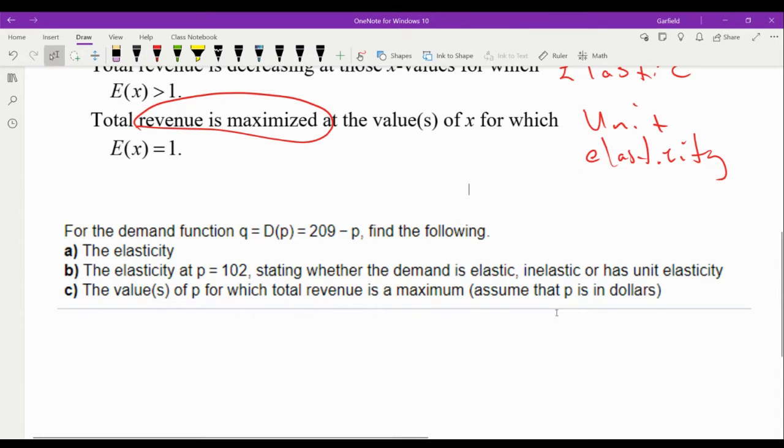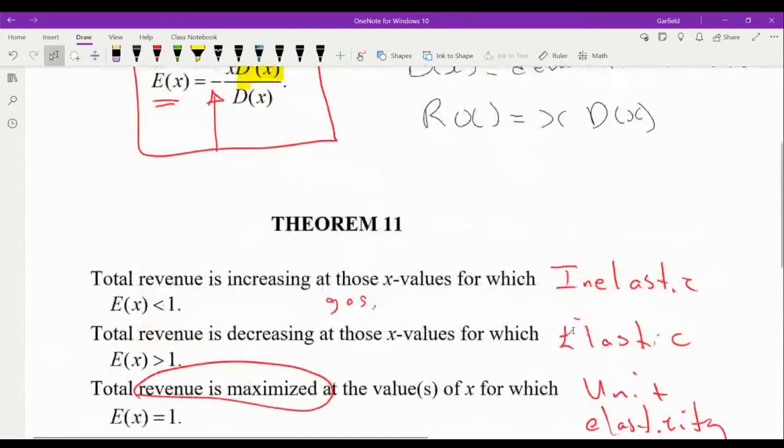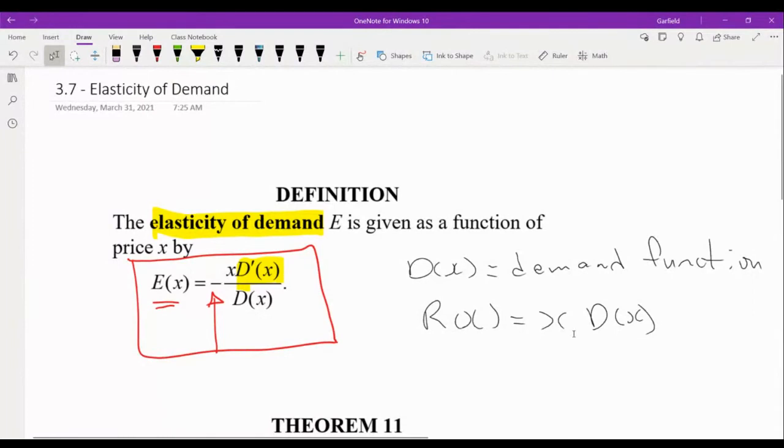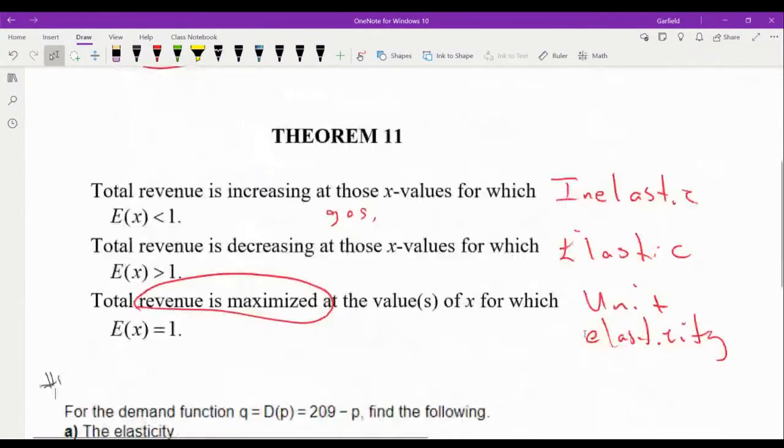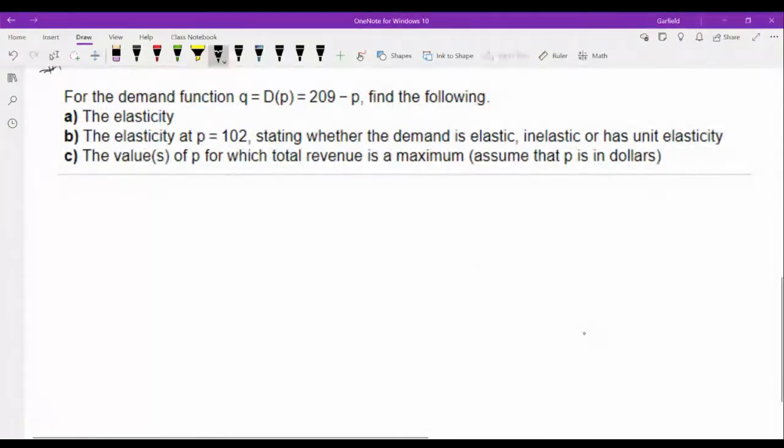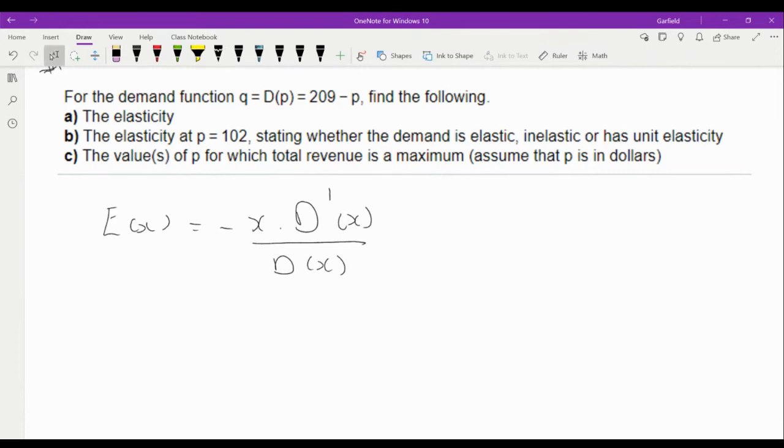All right, so this is question number 1 in my MATLAB. The first thing they're asking us to find is the elasticity, which is just that formula we saw at the top, which is negative x times d prime of x over dx. So elasticity is equal to negative x times d prime of x over dx. They use p here in my MATLAB homework question, but that's the same thing as x. I don't know why they do that.